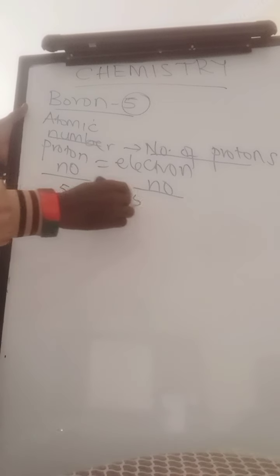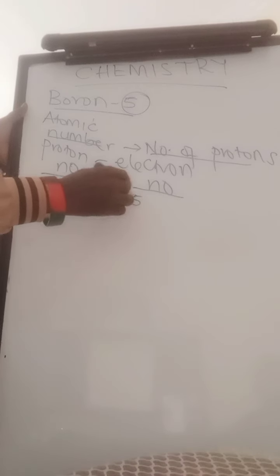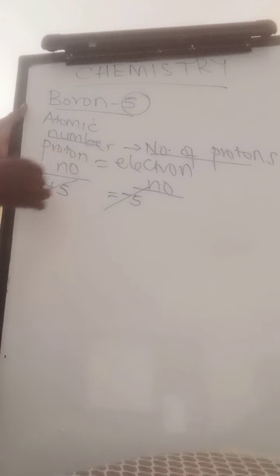So if it has 5 as its atomic number or number of protons, then that means the number of protons is 5. And obviously the number of electrons is 5, isn't it? If protons are positively charged and electrons are negatively charged, then they cancel one another, and the resultant charge is 0.